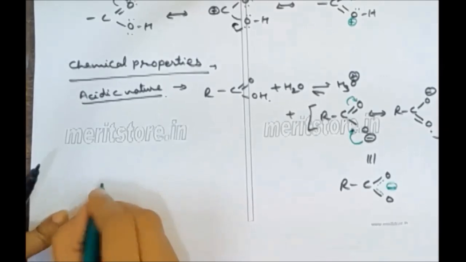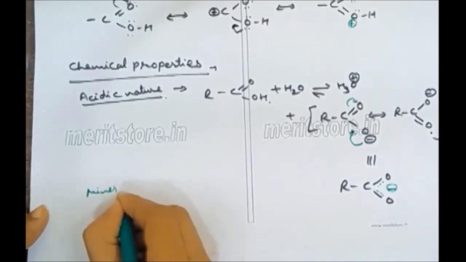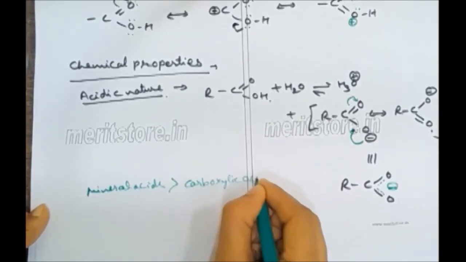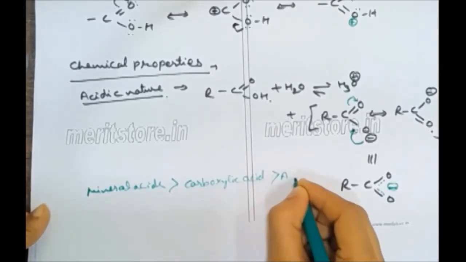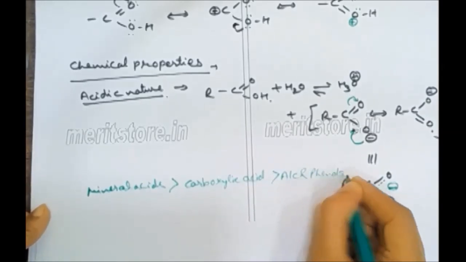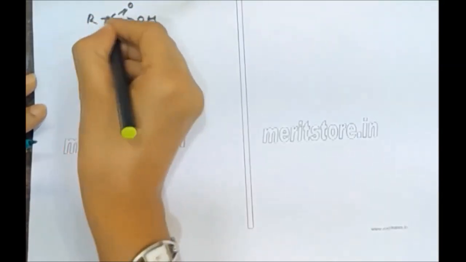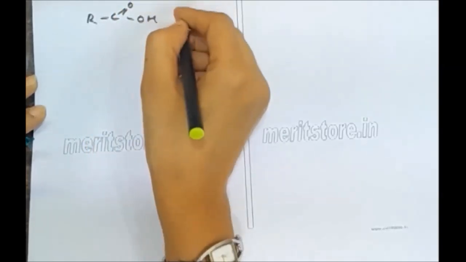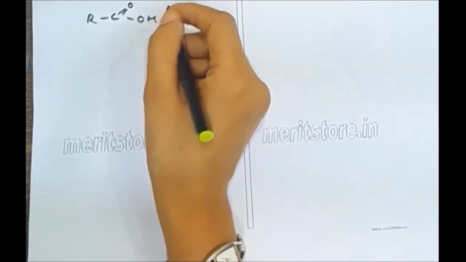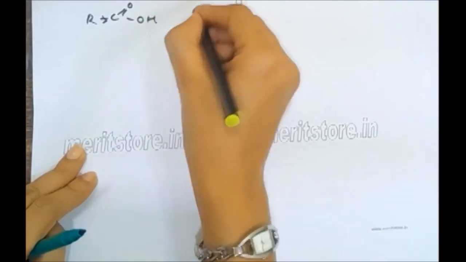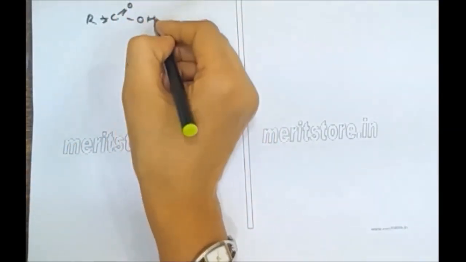So we can say the strength of acids: mineral acids are very strong as compared to carboxylic acid, and carboxylic acids are stronger than alcohol and phenols. The strength of acids is like this. Electron withdrawing group stabilizes the carboxylate anion and strengthens the acid through the delocalization of the negative charge through the inductive effect or resonance effect. An electron donating group decreases the acidity by destabilizing the conjugate base.